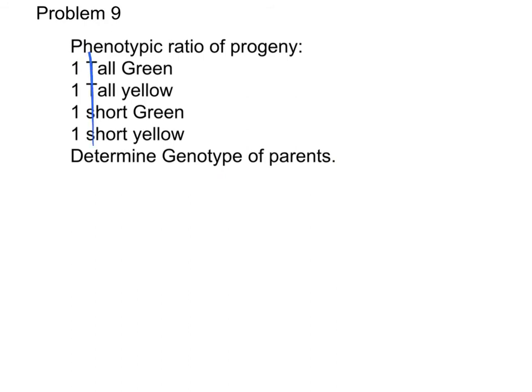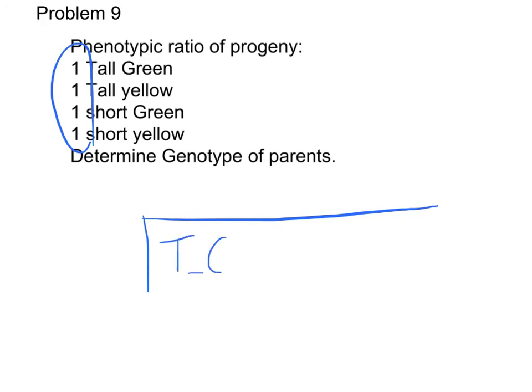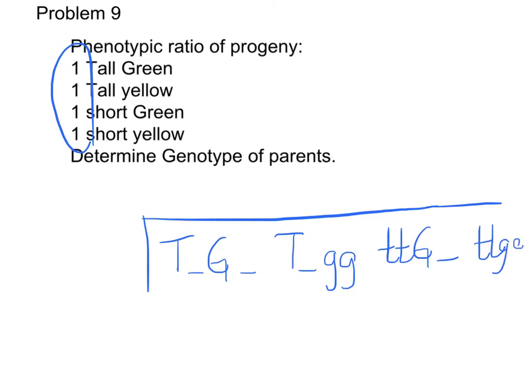Here, the clue is a 1 to 1 to 1 to 1 ratio. This should clue you into the idea it's a 1 by 4 Punnett square. A second alternative is a 2 by 2 Punnett square, and you could solve it that way as well. So we know our progeny are tall and green, tall and yellow, short and green, or short and yellow.